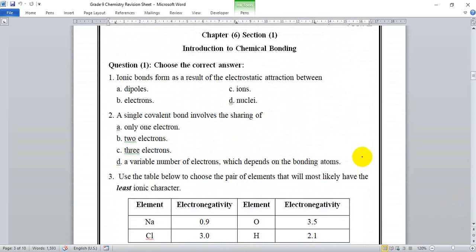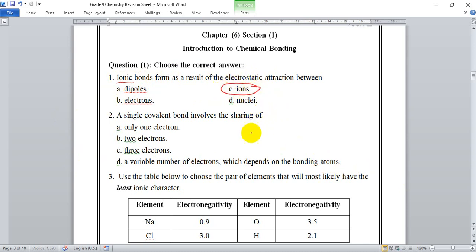Ionic bonds form as a result of the electrostatic attraction between dipoles, electrons, ions, and nuclei. Ionic bonds result from the electrostatic attraction between ions.